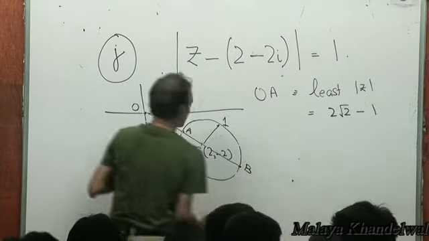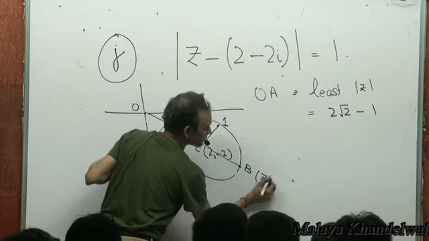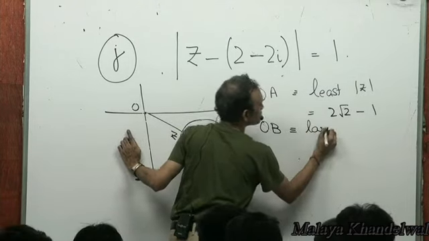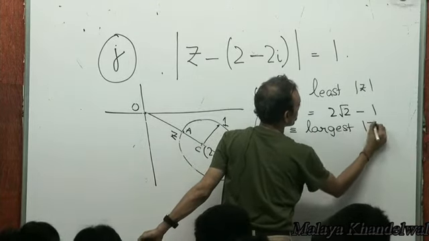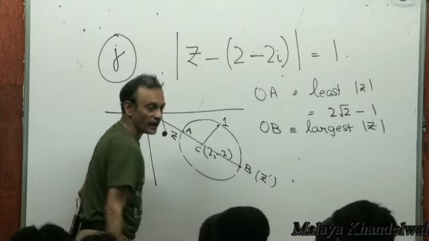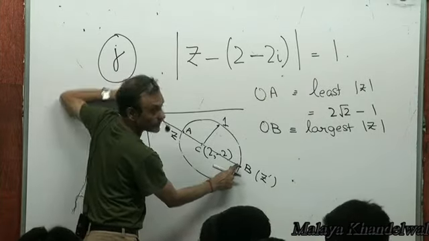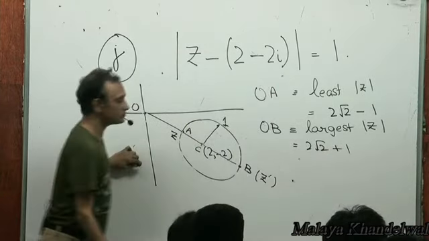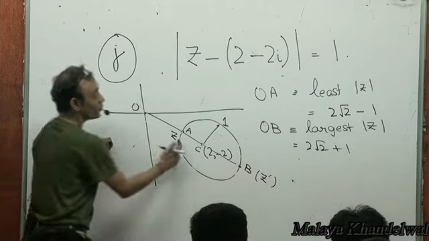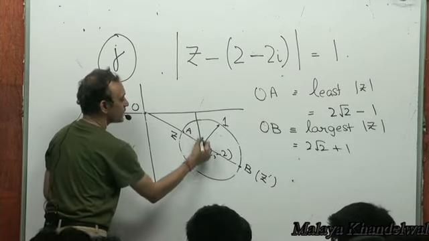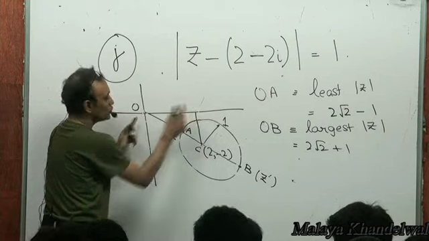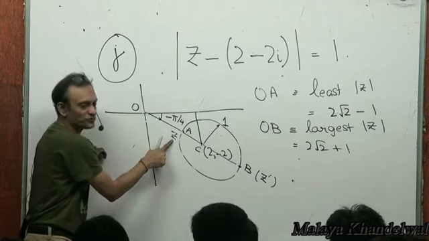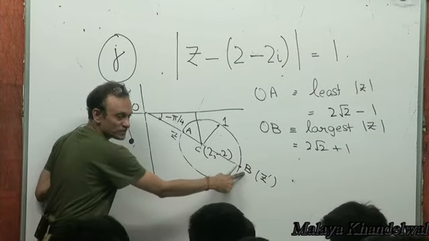And say B is z prime. OB is largest mod z, right? Which would be 2 root 2 plus 1. Now, both z and z prime, realize that this is 2 units, this is also 2 units. So this angle is minus pi by 4. What's the argument of z? Minus pi by 4. What's the argument of z prime? Minus pi by 4.